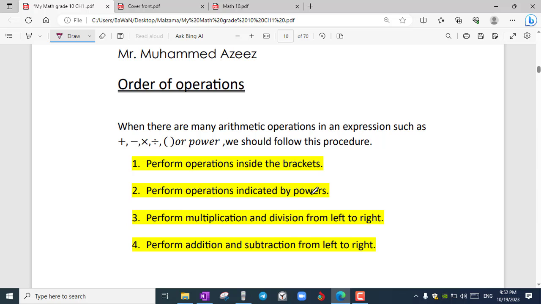Number 4 is addition and subtraction. We do these again because addition and subtractions, they have the same strength. From left to right, which one came first? We do that one first. It's not like addition is before subtraction. No, they have the same power, the same strength. Then from left to right, which one came first? We do that one first.